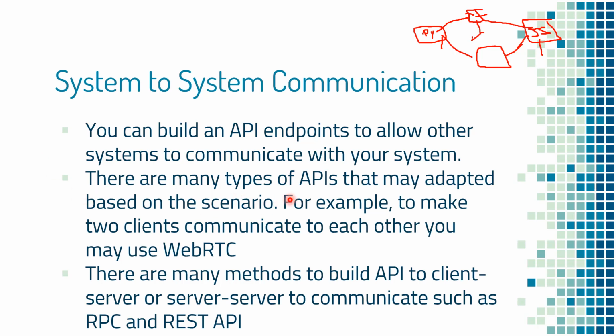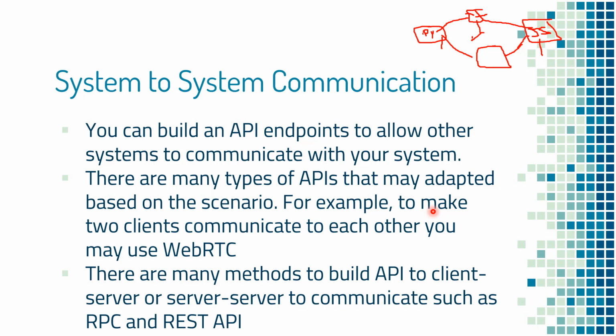There are many types of API that you may adopt based on the scenarios. For example, to connect two clients, let's say my cell phone and your cell phone, sitting next to each other, and we want to do some communication. In this case, we might use something we call WebRTC, which is a client-to-client communication model. In this paradigm, you may use this kind of API to build some chatting system, since there's no server engaged in this operation.